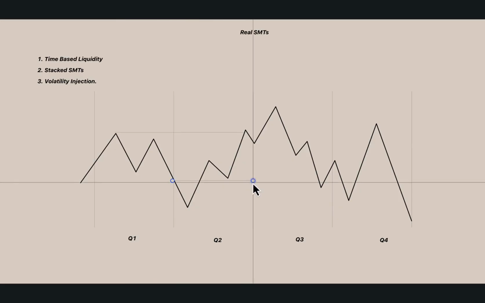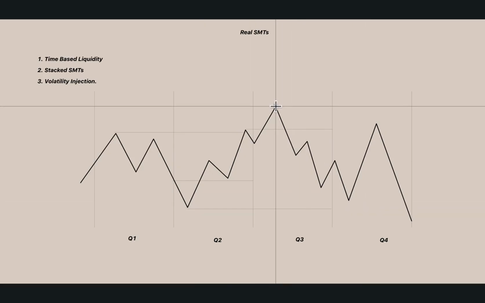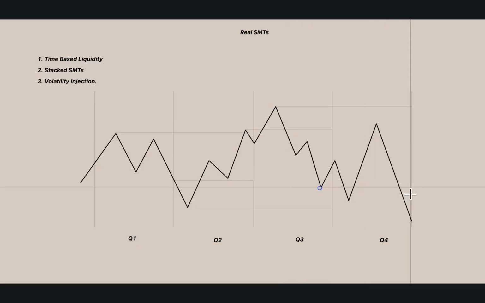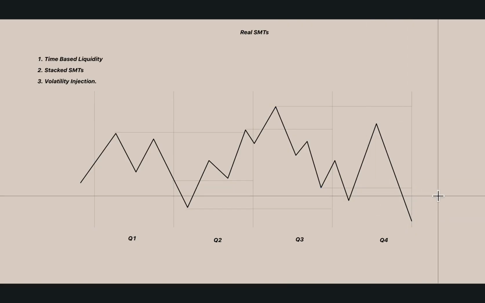Let's just say this is the low. If you're in Q3, then you're referring to the high and low of Q2. If you're in Q4, then you're referring to the high and low of Q3. And it's really that simple. So that's the first part of it, time-based liquidity.